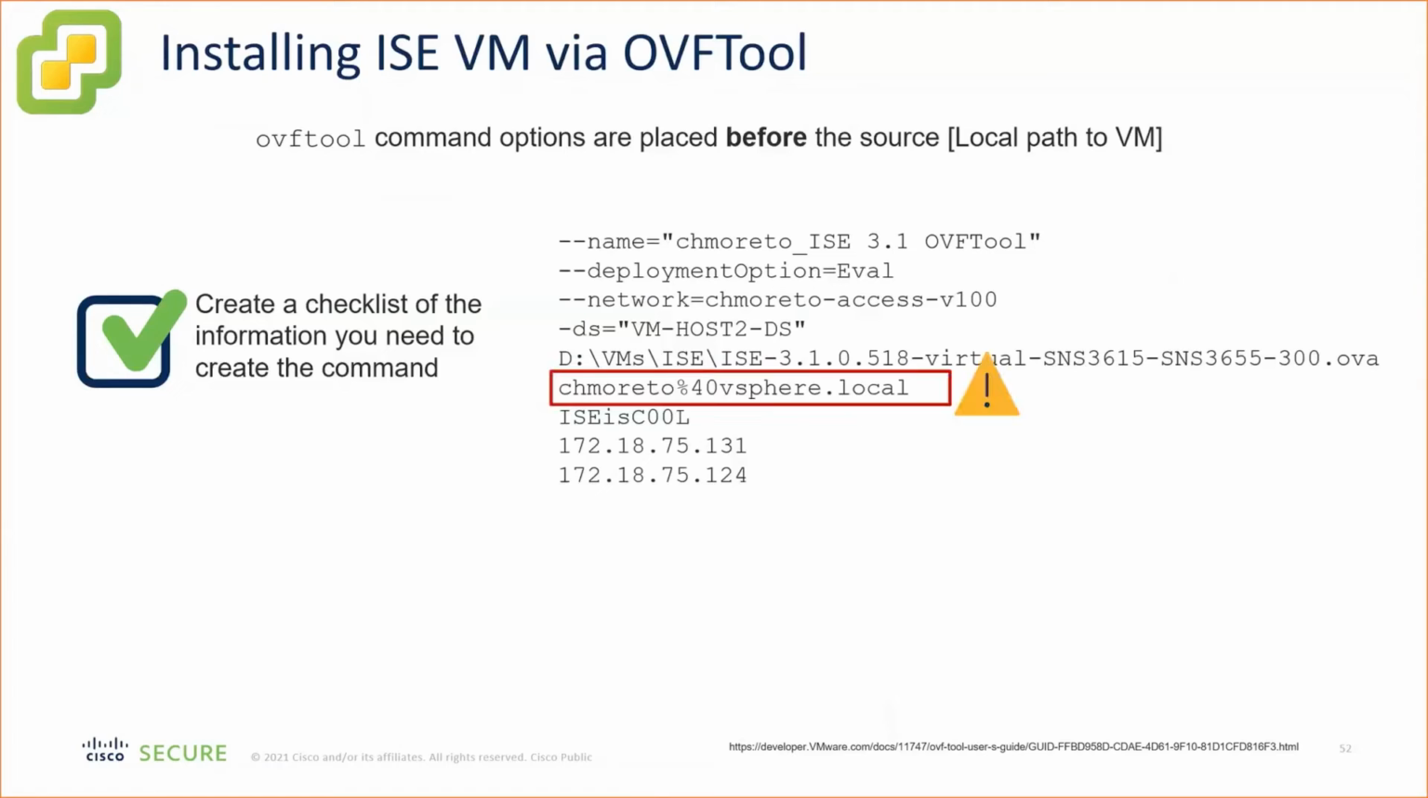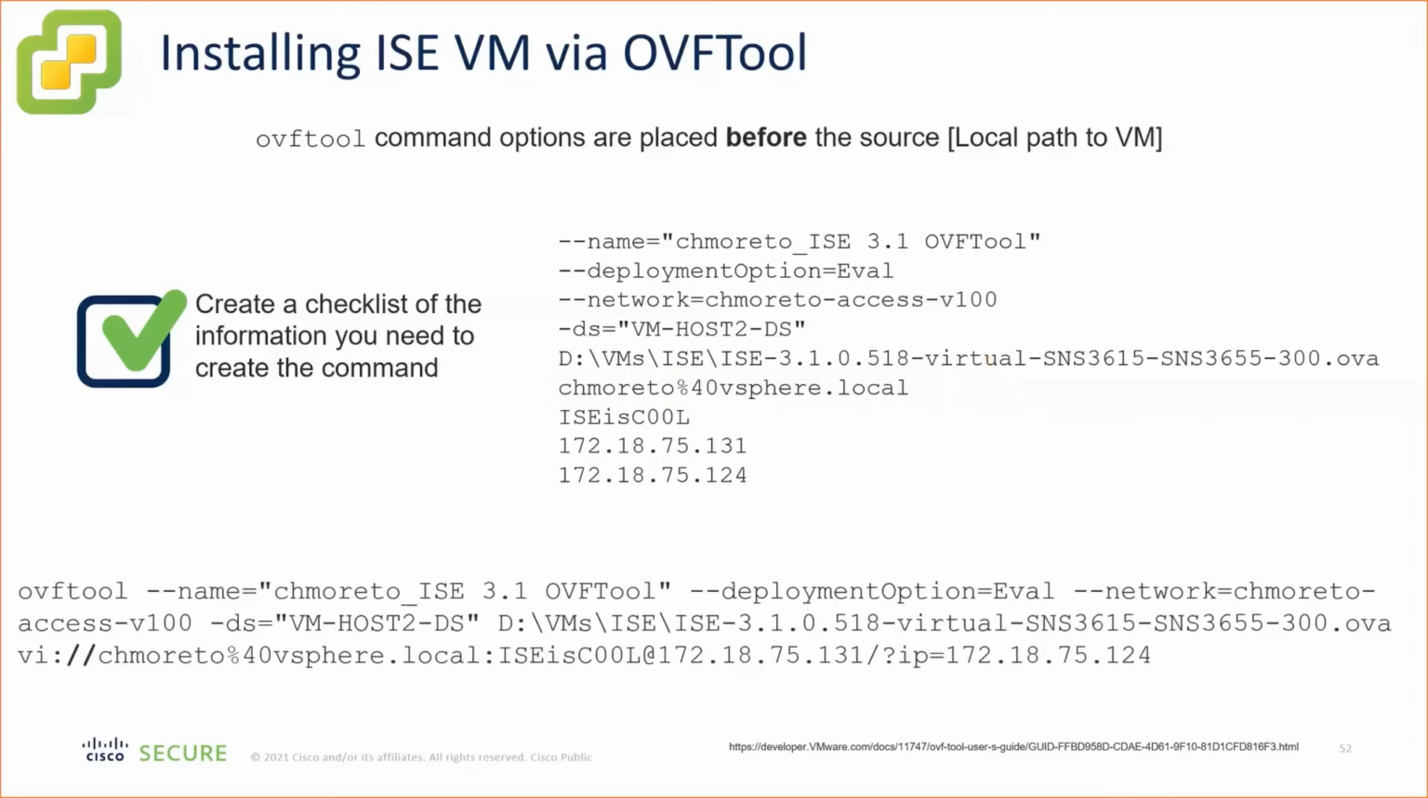So one thing that I want to point out is that if you use the @ symbol in your username, such as I do with the vSphere.local domain, you need to use the encoded %40 for the command to work, because OVFTool sees the @ symbol as the beginning of the vCenter address, and it'll give you an error and fail at this point if you don't format it in this way. So once you have this information gathered, use this information to build your OVFTool command that will deploy that OVA file to your vCenter and the host that you specify.